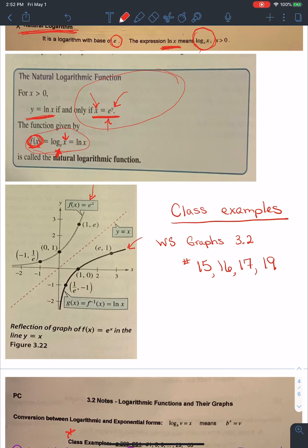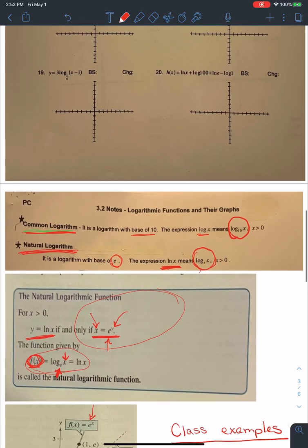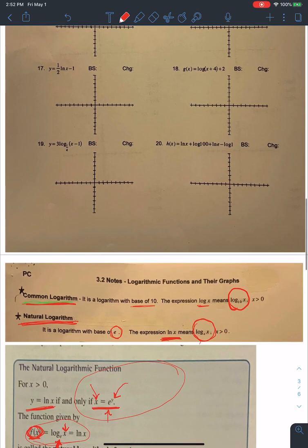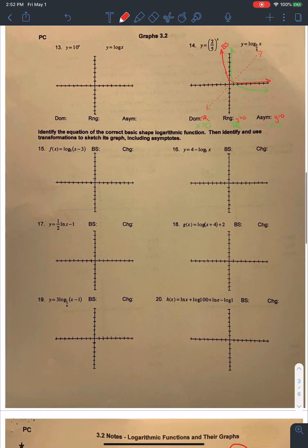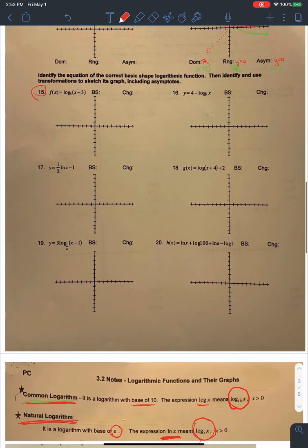Let's look at a couple more class example graphs, and we're going to go back on that page right above, page 3, I think. And we're going to do 15, 16, 17, and 19 together. So let's look at those. 15, what did we say? 15, 16, 17, 19.